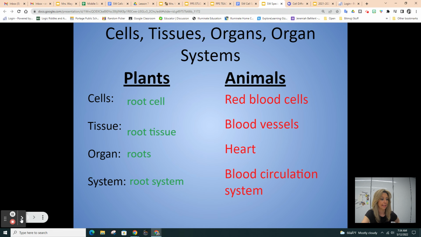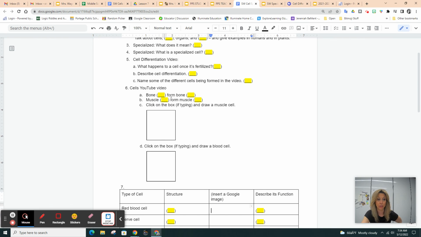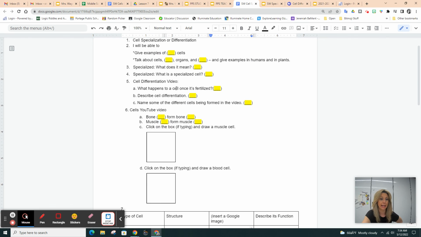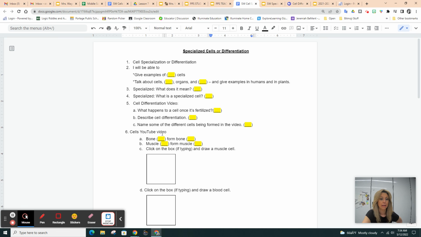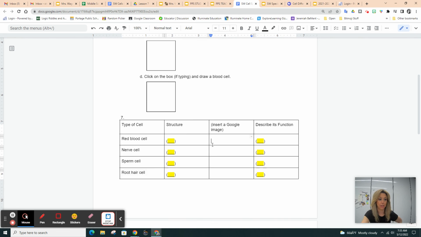Okay, that looks like that's it. So in your notes, hopefully you were able to fill out and find the information from the slide deck plus the YouTube video. And then we have the types of cells that we just went through.